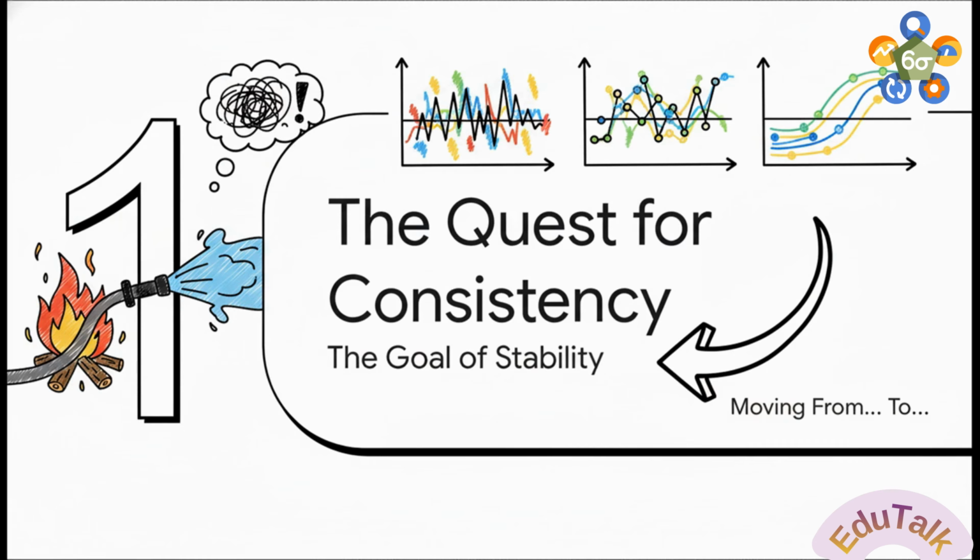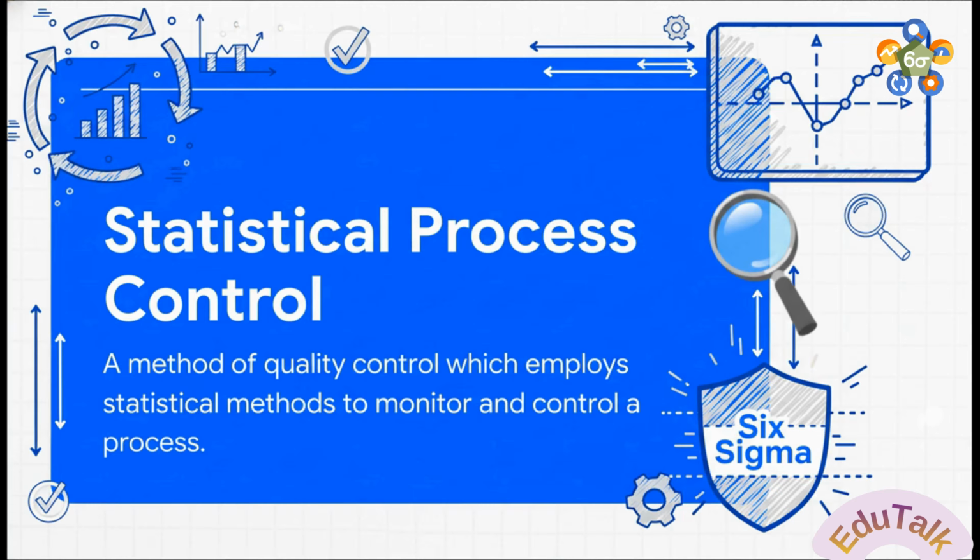The whole idea here is to shift from a reactive mode to a proactive one. It's all about getting out of that constant firefighting and into a state where things are predictable and under control. So, what exactly is statistical process control, or SPC for short? Well, at its heart, it's a data-driven method, and it's a huge part of quality frameworks like Six Sigma. And here's the real game changer. Instead of just waiting until the end to inspect a product for defects, SPC is all about monitoring the process itself in real time to prevent those defects from ever even happening.